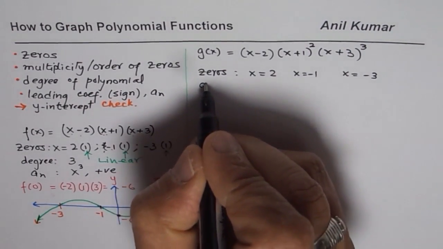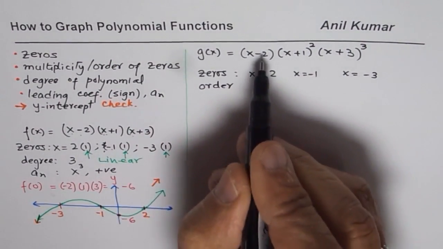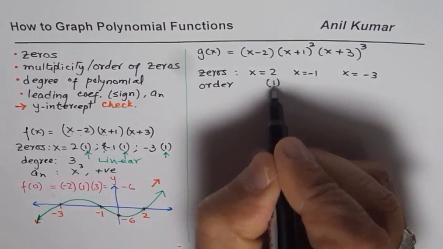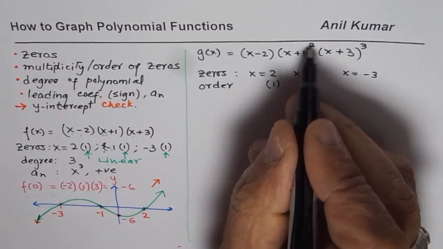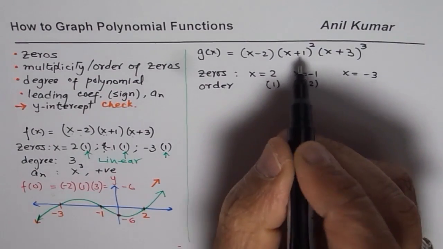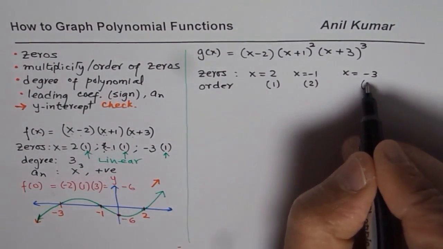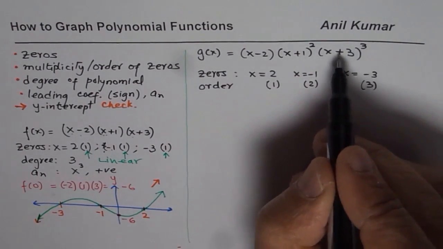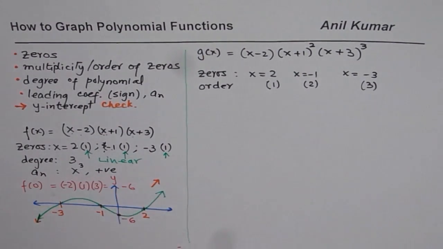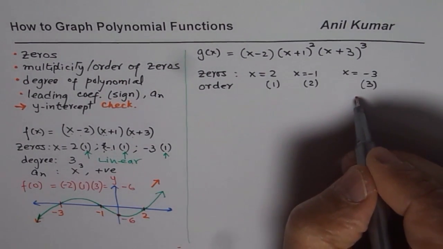Now let us write down the order of this 0. Here the order is 1. It's like a linear function. In this case, order is 2. It's like a parabola. It is going to turn, and in this case, the order is 3. So that 3 means there are 3 zeros at this point. When we have 3 zeros, it is going to turn like a cubic equation.